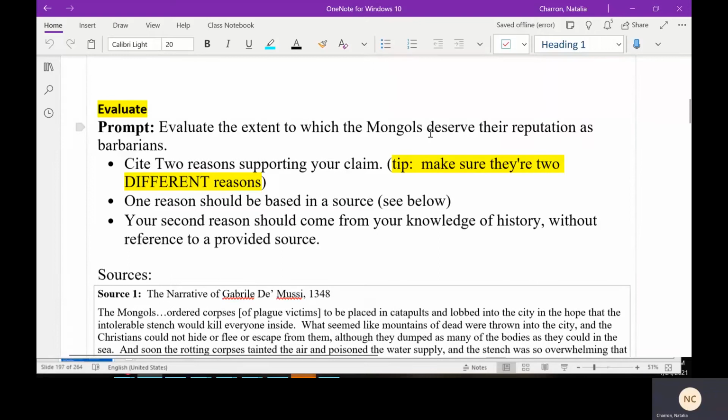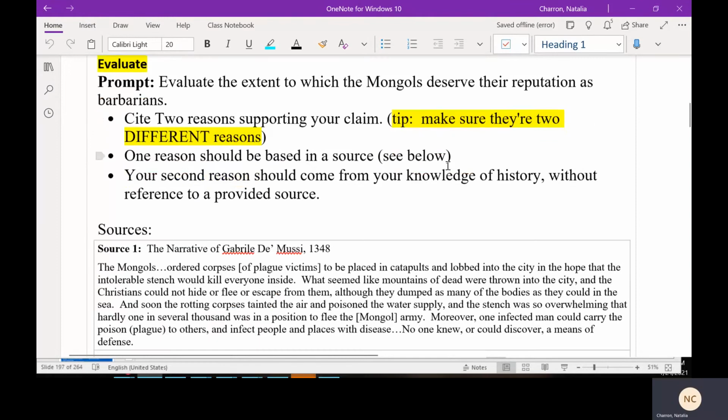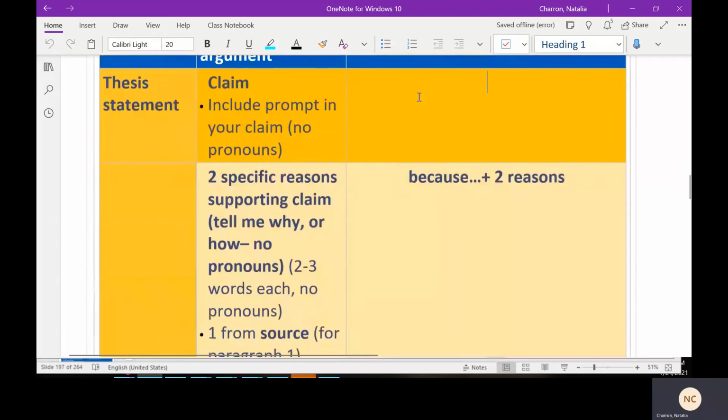First, you need a claim, and the claim has to repeat part of the prompt. You're being asked if the Mongols were barbaric. All of that information is in the prompt, so you can go ahead and write a claim without actually knowing the answer. Evaluate the extent to which the Mongols deserve their reputation as barbarians. Go ahead and write in the Mongols somewhat deserve their reputation. You can do this without knowing anything, and it earns you a point. Yay. I don't feel great about telling you this, but whatever.